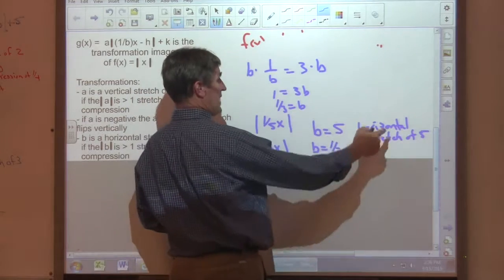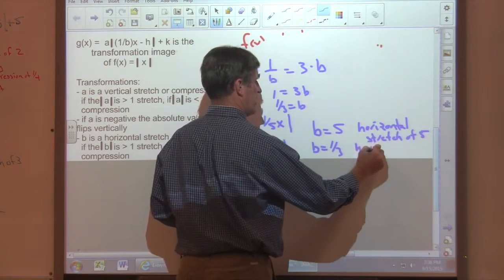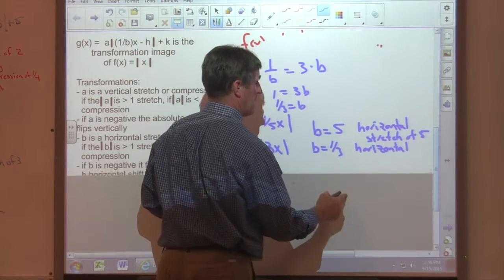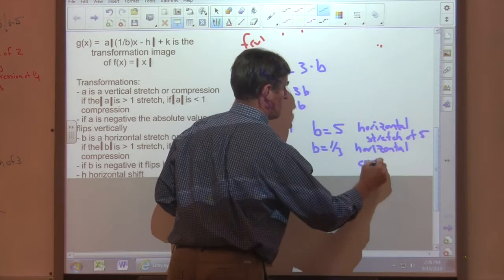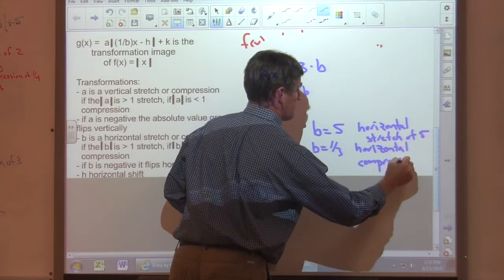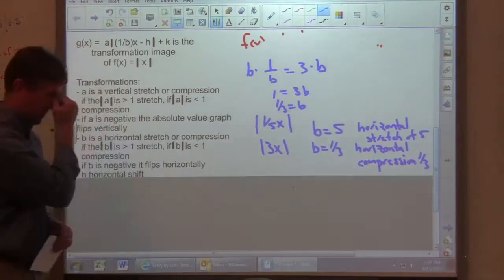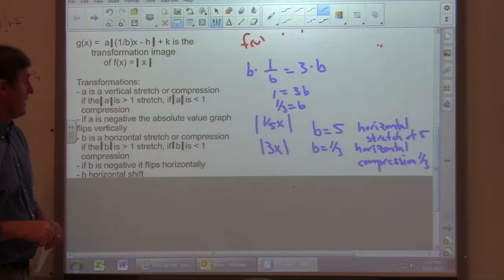And so that would be, again, it's horizontal because it's inside. But it would be a compression of 1/3. All right?